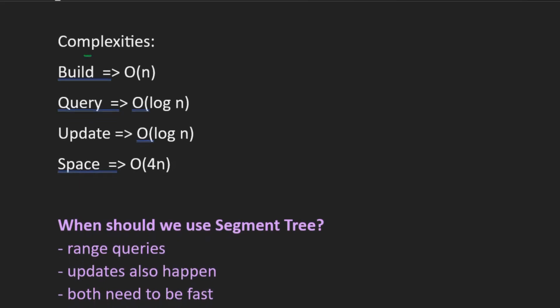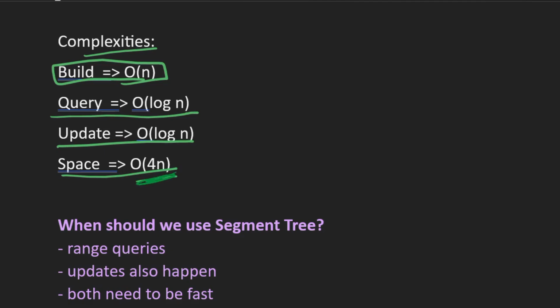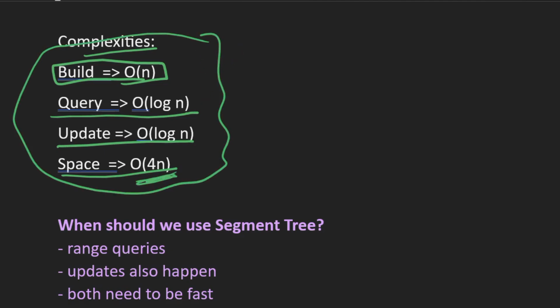If you see the complexity of the segment tree, for building the segment tree we take big O of n time, and for querying in a segment tree we take big O of log n time, and even for update also we take big O of log n time, and for space we take big O of 4 into n, right? So these are the complexities.